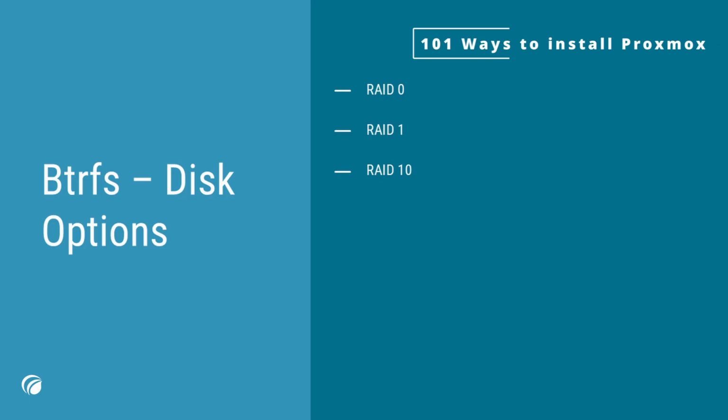For BTRFS, we have the following options. Then we have RAID 0, which is striping. 2 disks are used. This is faster, but if one disk fails, all is lost. Then we have mirror, which is RAID 1. 2 disks are used that are cloned. Next, we have RAID 10, which is a combination of RAID 0 and RAID 1. 2 disks for speed and another 2 disks for security. We can lose 2 disks without losing anything. But of course, we lose space.